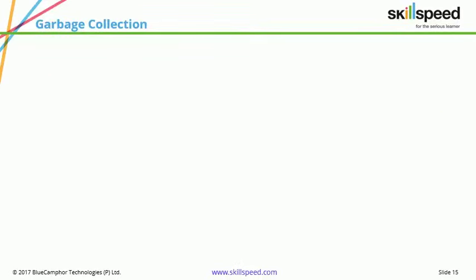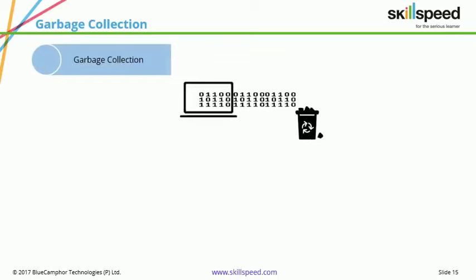Alright, let us now look at the process of garbage collection. What is garbage in Java? Garbage is something that is not actually being used right now, or which may not be used in the coming few minutes of time by the program.